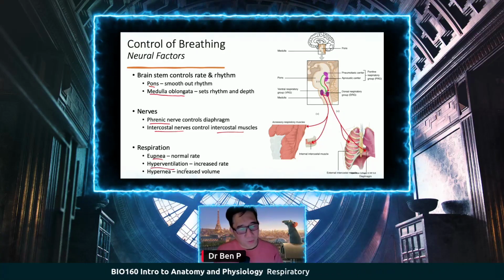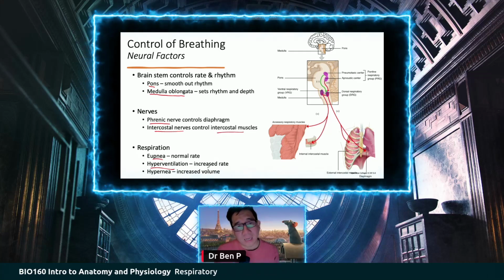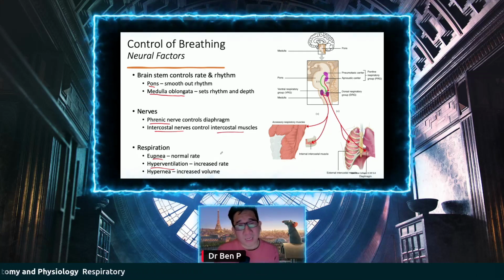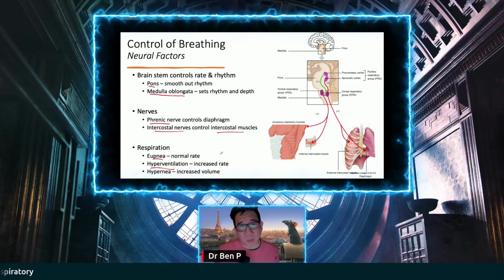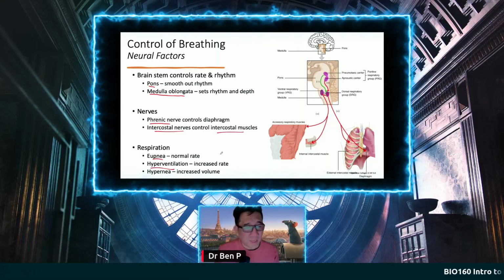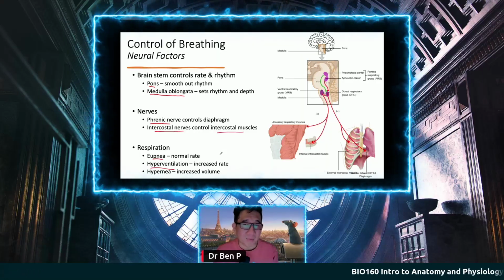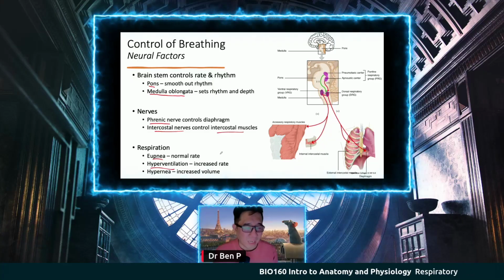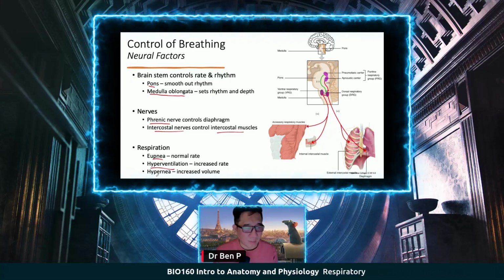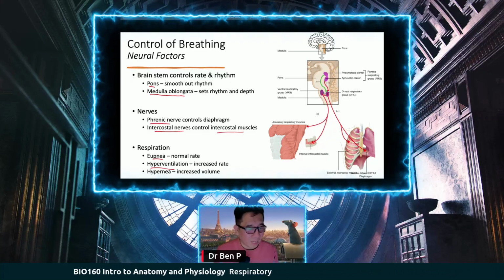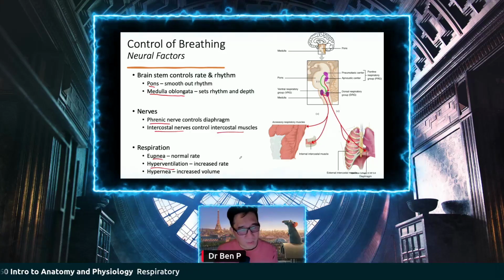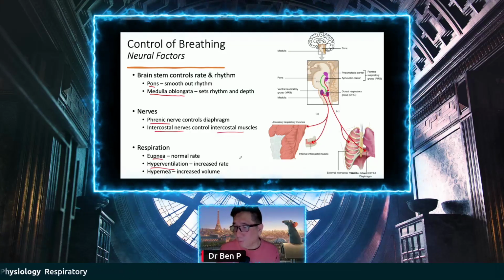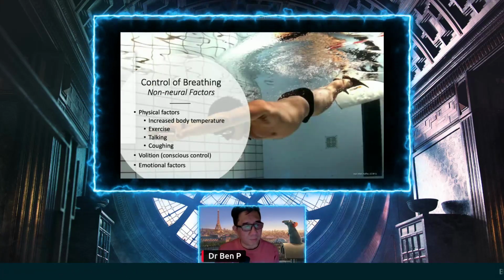Hyperventilation means you're just breathing really fast. Your normal breath is usually between 12 to 20, maybe 24 for some people, and anything above 20, 22, 24 is considered hyperventilating, right? And you have hyperpnea, which is an increase in volume, where you breathe in a whole lot more.